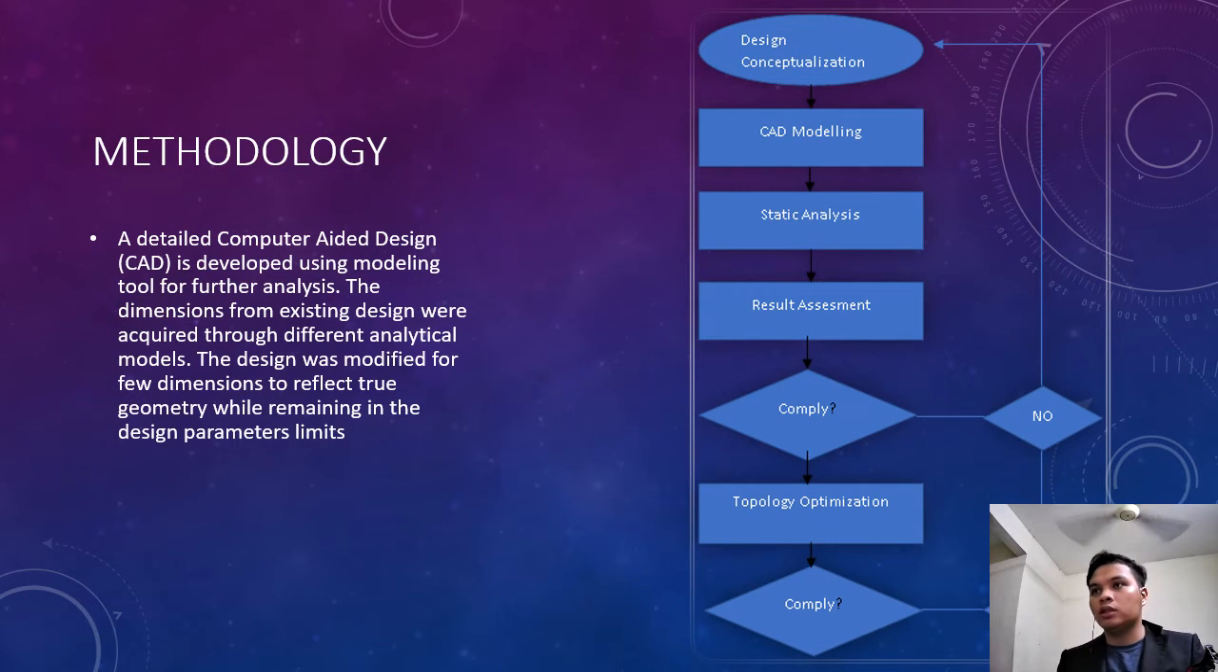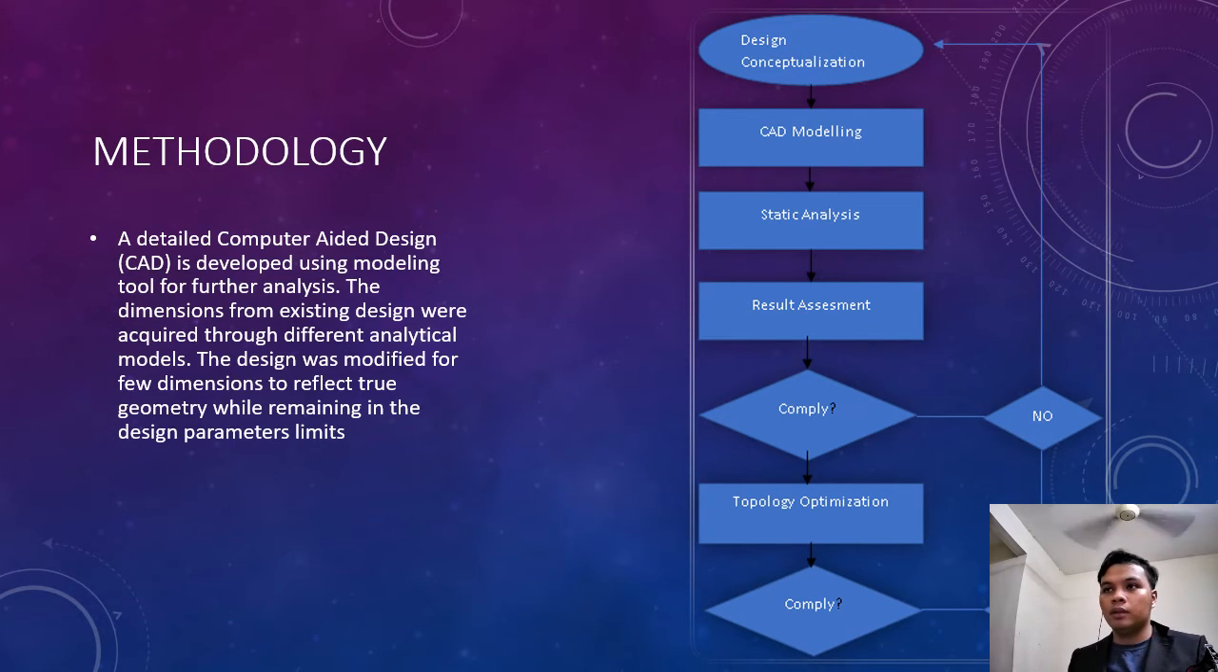For methodology, as you can see here, the flowchart begins with design conceptualization, then CAD modeling, and proceeds with data analysis and recording the result. Assessment: does it comply? If no, we design again. If yes, proceed with topology optimization. If it does not comply, we return to design conceptualization.